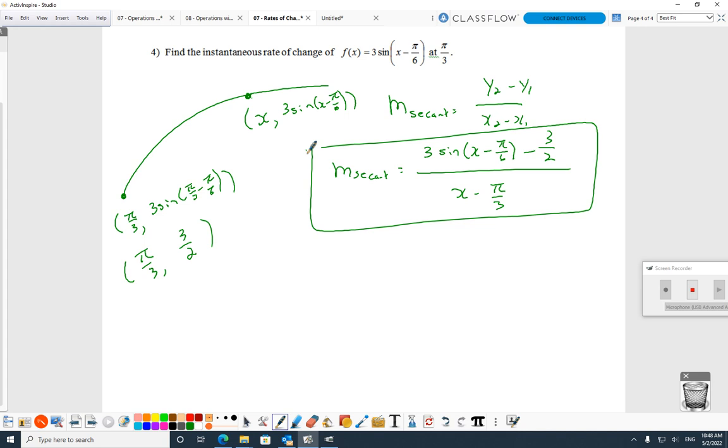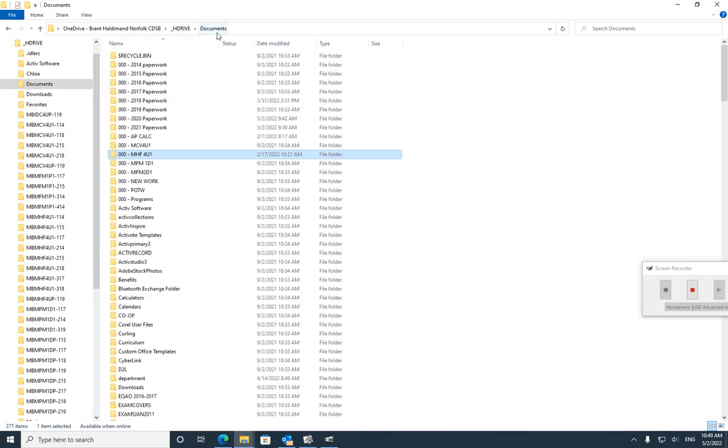So then I set up my table, and I've got to put in values that are close to and getting close to pi over 3. Now there are 2 choices of how to handle this. I'll show you the first way, which I don't like at all. You could get your calculator out and get pi over 3 as a decimal. Let me find my calculator. Where did I put my calculator?